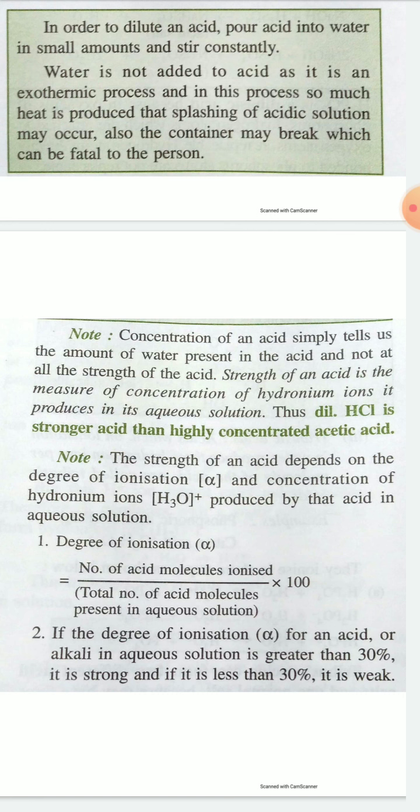If the degree of ionization of an acid or alkali in aqueous solution is greater than 30%, then it is taken as a strong acid or a strong base. If the degree of ionization is less than 30%, then it is taken as a weak acid or weak base.